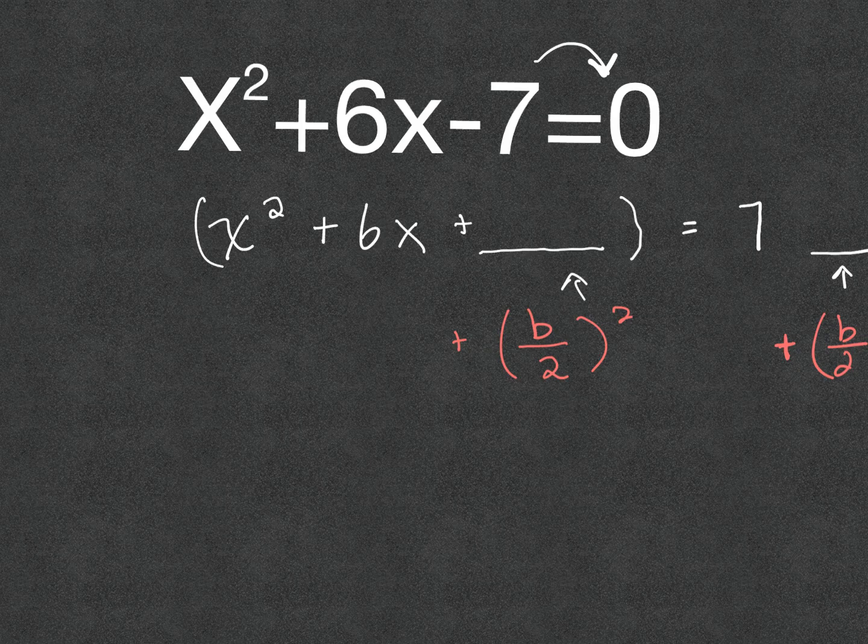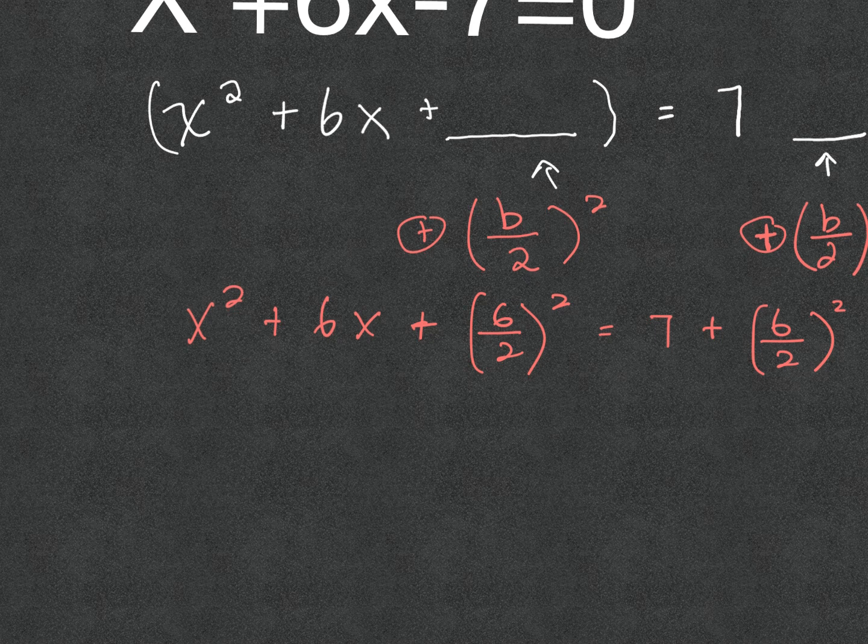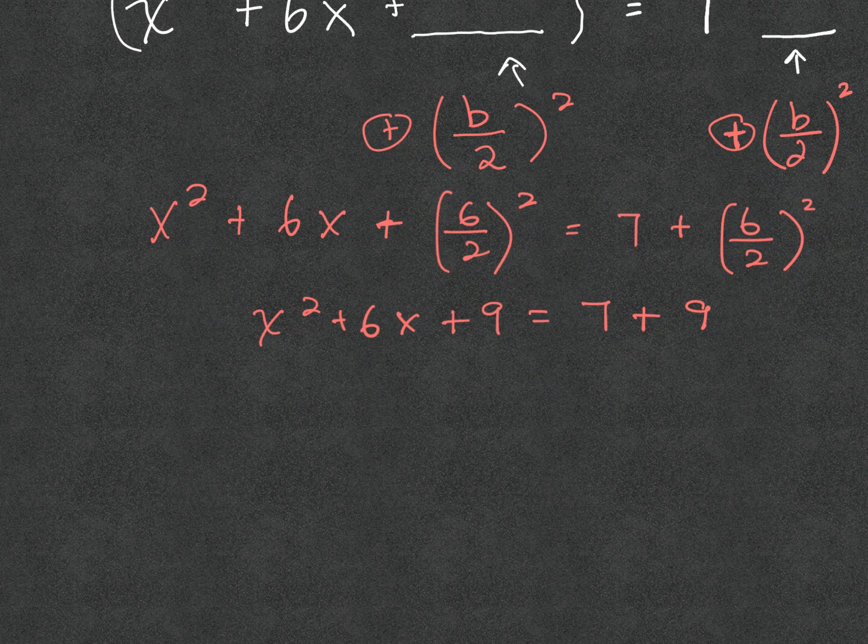Now, why are we adding that? Because we're adding it to both sides to balance the equation, okay? Now, I'm going to have an x squared plus 6x plus a 6 divided by 2 squared equal to 7 plus a 6 divided by 2 squared. Okay, so what are we going to get when we do this? We're going to have x squared plus 6x plus 6 divided by 2 is 3 squared is 9 equal to 7 plus a 9.